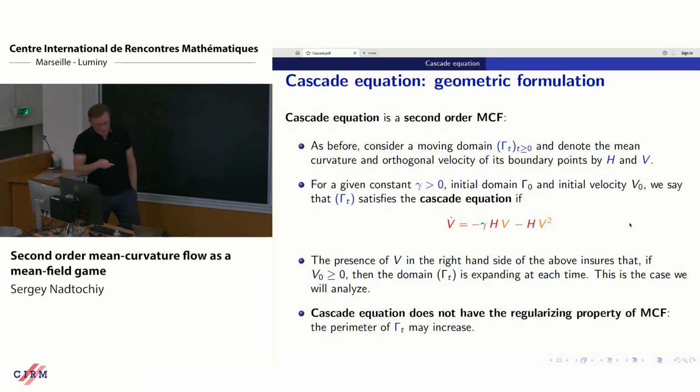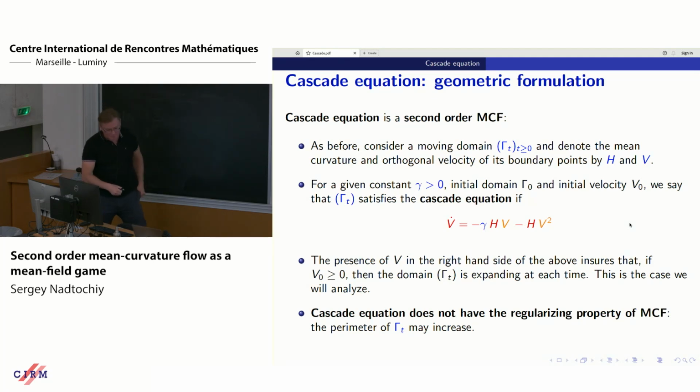Okay. So again, it's not a regularizing flow because you don't have that feature of decreasing perimeter anymore. I'll show you on the next slide why. But it does have one good feature that mean curvature flow did not, which is this monotonicity, right? If you start with an expanding set, it will keep expanding. So you will not have this weird kind of motion, expanding and contracting.